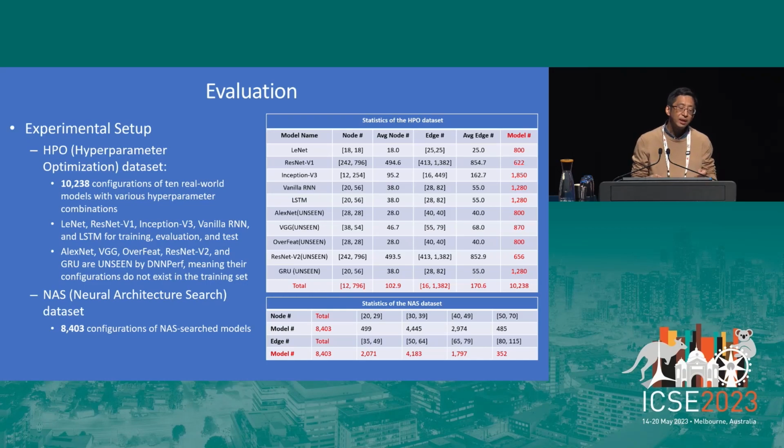Then we have another data set called NAS, the Neural Architecture Search data set. We change the structures of the neural network. We add dropout to some models and remove dropout from some models. In this way, we generate about 8,400 different models. So for this data set, we have 8,400 configurations.